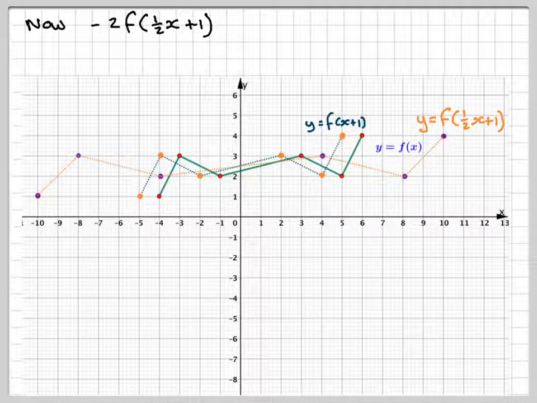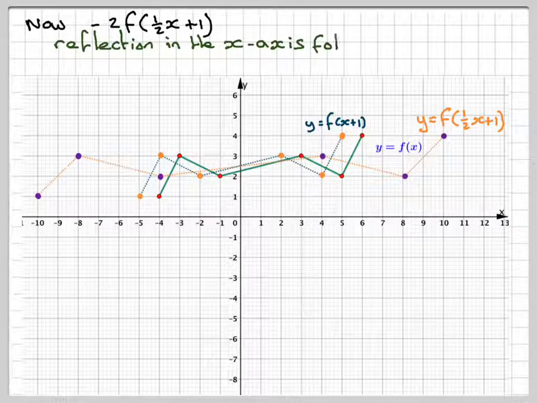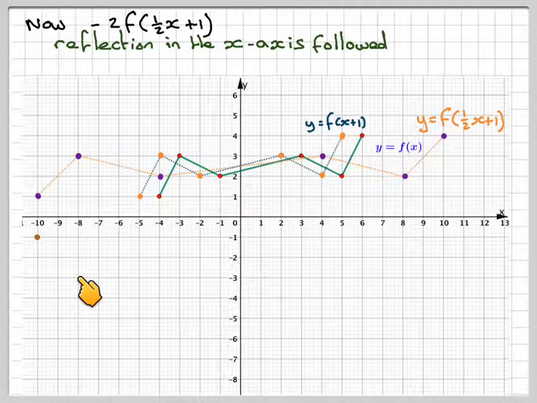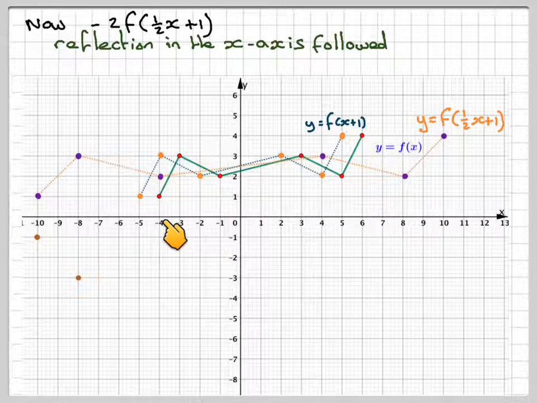Right, so the minus 2. The minus sign will be a reflection in the x-axis. So what we'll do, we'll reflect that point down to here. This point will go down to here. This point will go down to here. This point will go down to here.